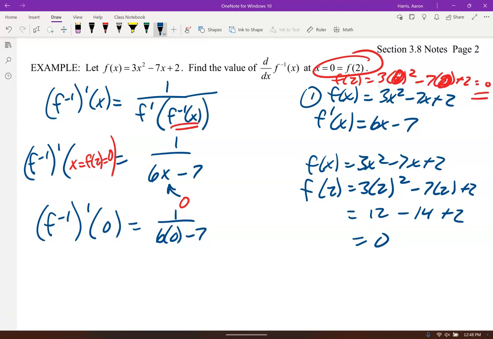So f prime at that, and so we got 6 times 0 minus 7. So we got 1 over 0 minus 7. Negative 7. Negative 1 over 7. There we go. All right, let's move on.